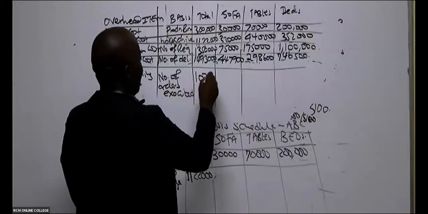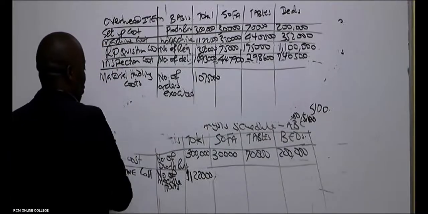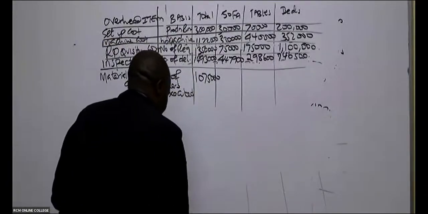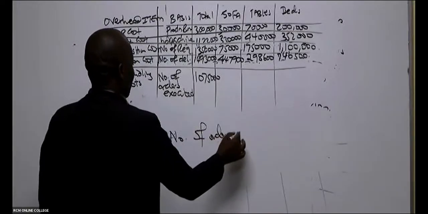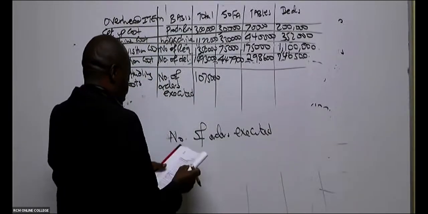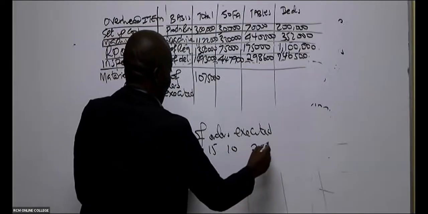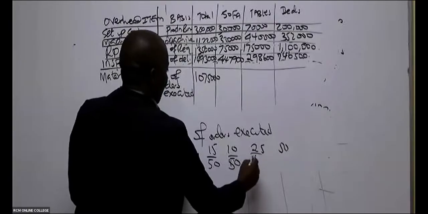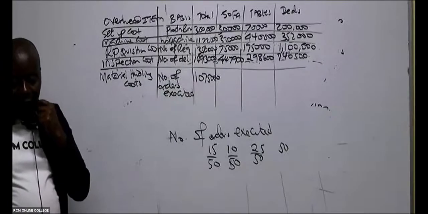$107,775, isn't it? 1,075,000. And then of course you can see the number of orders executed down there. It's given there. We have, ladies and gentlemen, 15, 10, 25. And the total is 50. So over 50, over 50, over 50. So please apportion this for me.